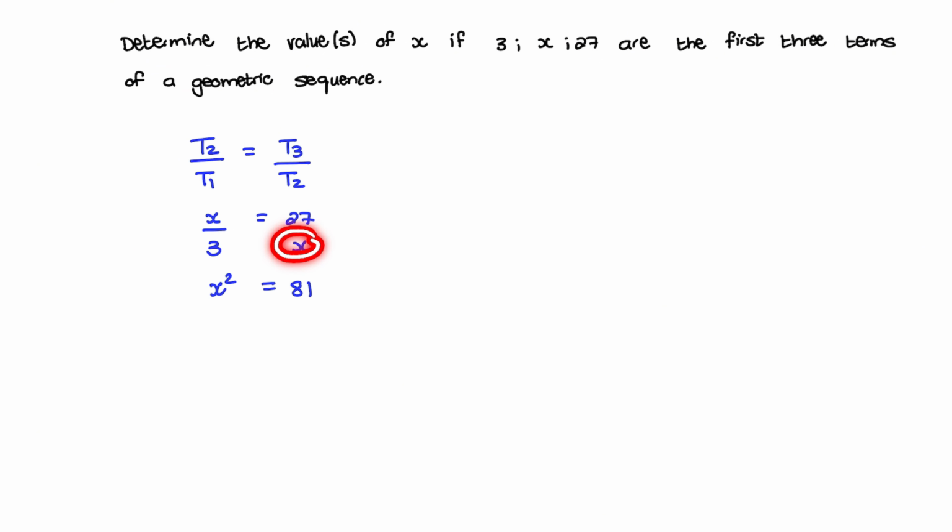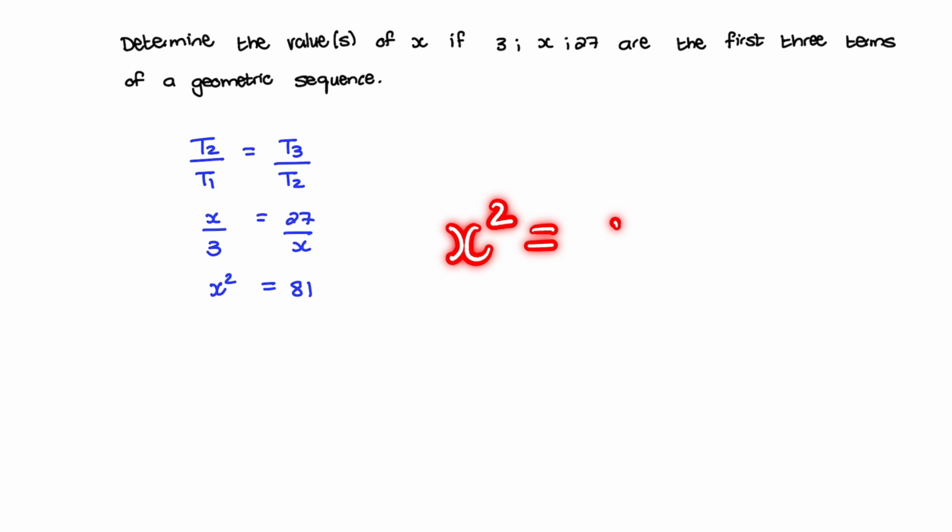Next, I will cross multiply. So on the left-hand side, I have x times x, and that becomes x squared. And on the right-hand side, I have 27 times 3, and that becomes 81. Now we need to be careful.